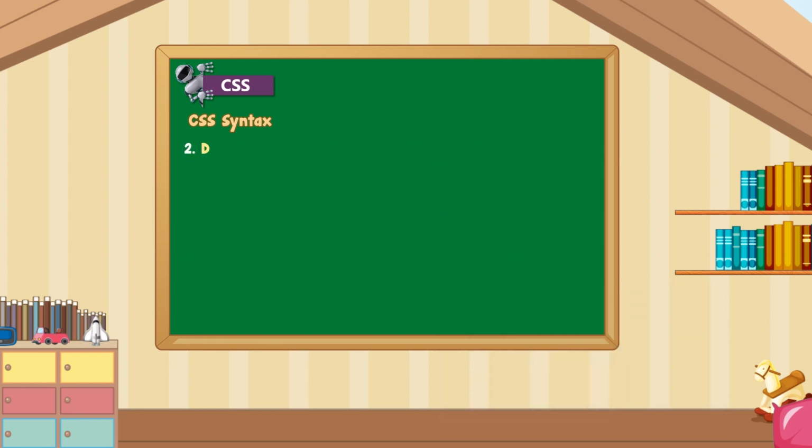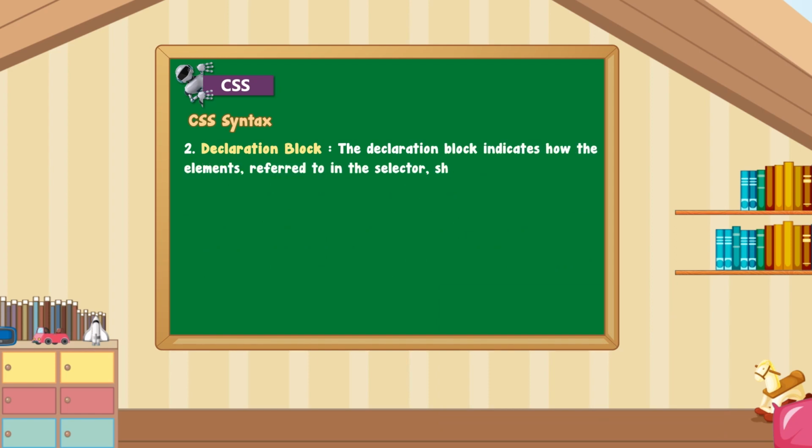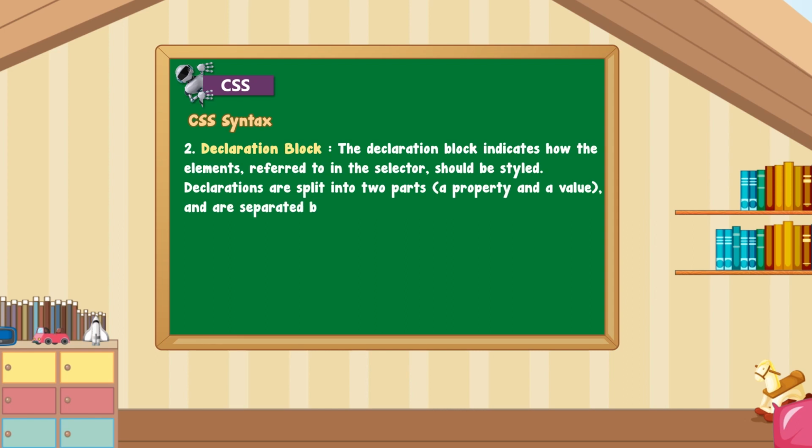And the second part is the declaration block. The declaration block indicates how the elements referred to by its selector should be styled. Declarations are split into two parts, a property and a value, and are separated by a colon.